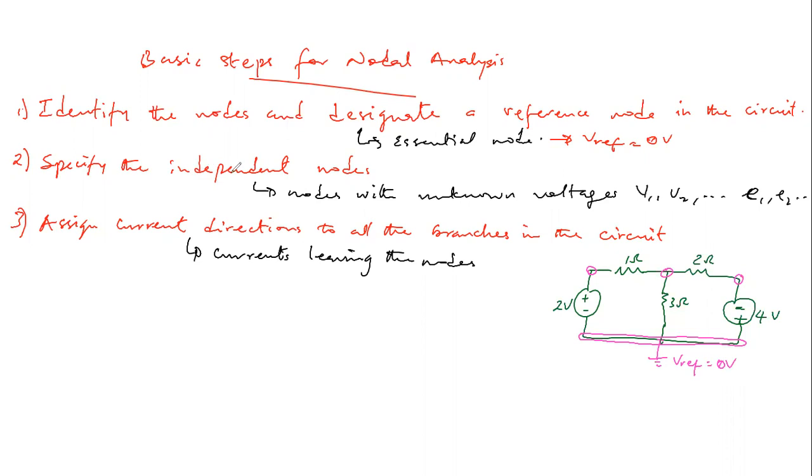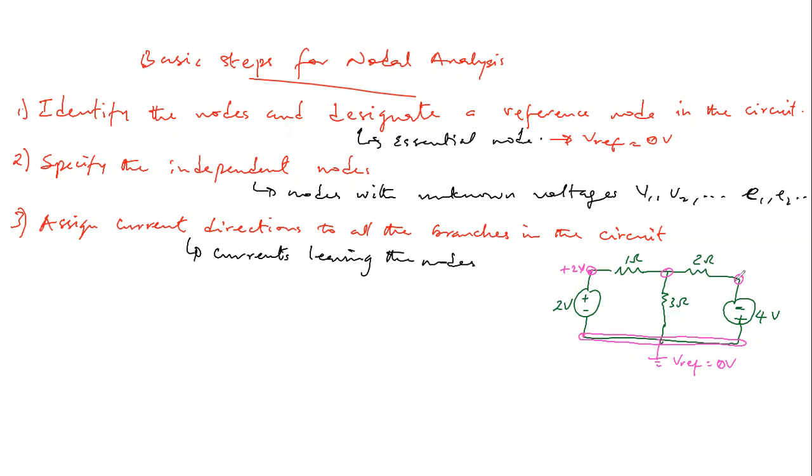We then specify the independent nodes, that is, identifying the nodes with unknown voltages. So at this point, we have a voltage source here, and we know that voltage is usually applied across the terminals. So we have two terminals here. The voltage of this voltage source with 2 volts value is going to appear across these two terminals, okay? And you see that this terminal is positive with respect to this terminal. So it's going to be positive 2 volts here, meaning we have an idea what the voltage value is at this node.